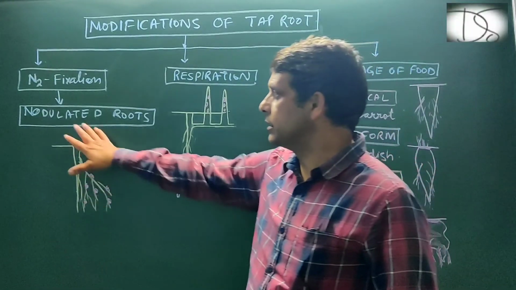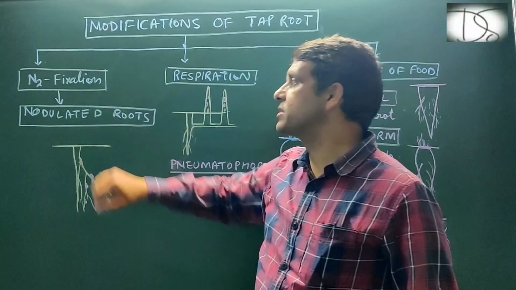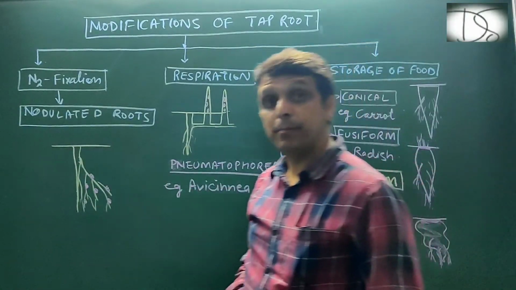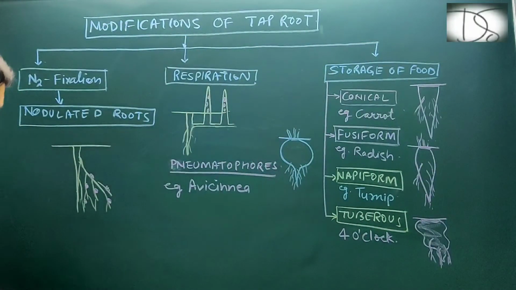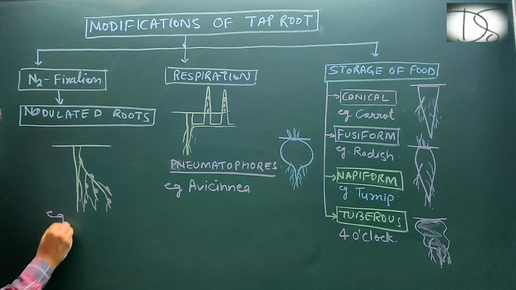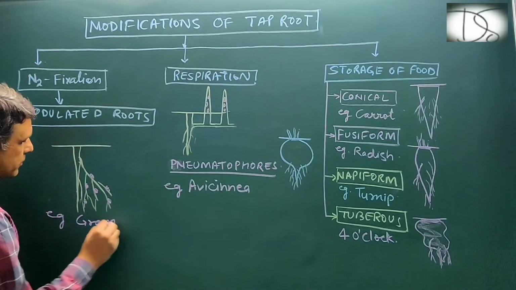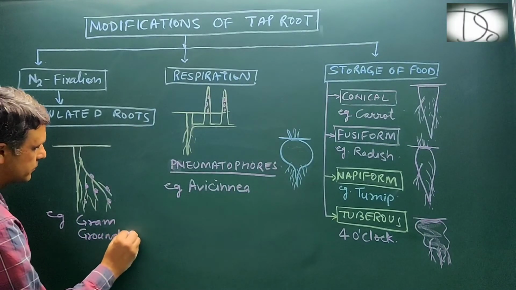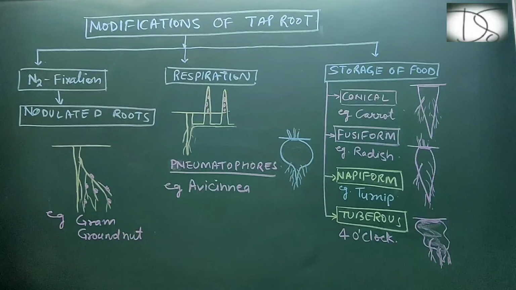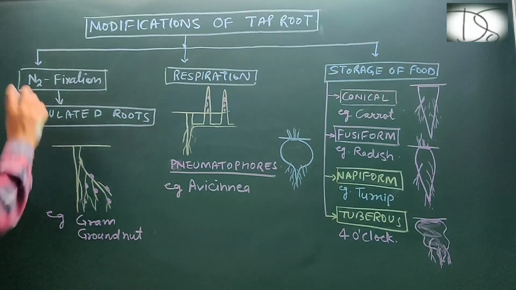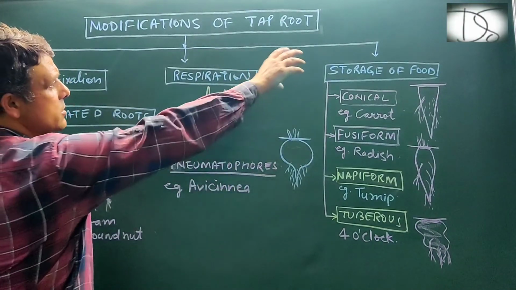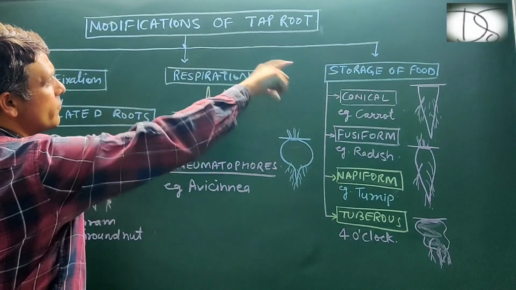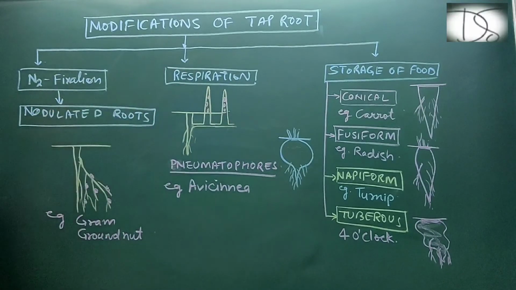So these nitrogen fixing roots are present in the members of family Leguminosae, and certain examples are gram and groundnut, etc. So students, these are the various modifications based upon three different types of functions: modification for storage of food, modification for respiration, and modification for nitrogen fixation.